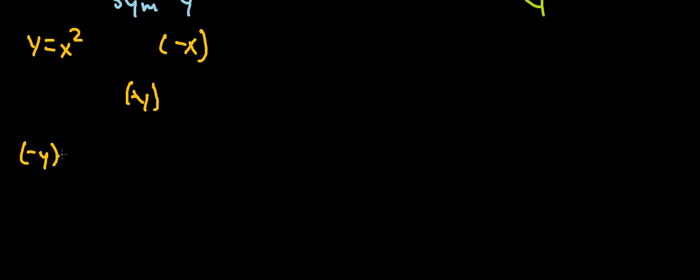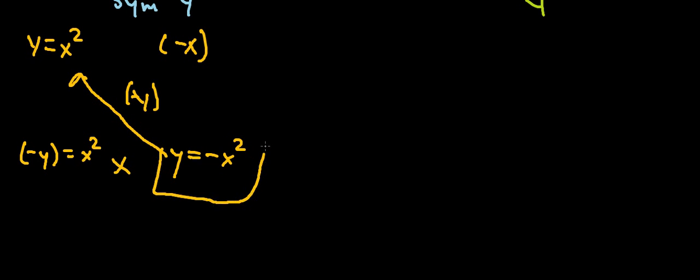To find out if it's symmetrical with the x-axis, let me rewrite the equation. y is equal to x squared. The first time, we did this with respect to the y-axis, and by doing that, we replaced x with negative x, and we got the same equation. But to test for symmetry with respect to the x-axis, we replace y with negative y. So let's do that. We have minus y is equal to x squared, so if we solve for y, y is equal to minus x squared. And this is not the same as this. So it is not symmetrical with the x-axis.